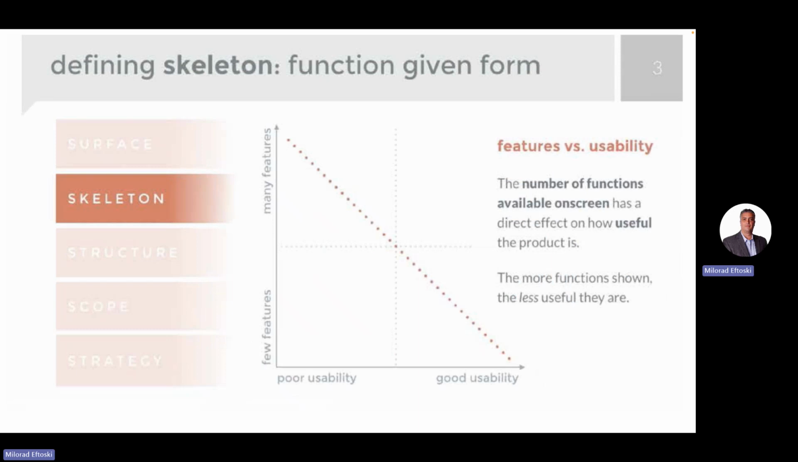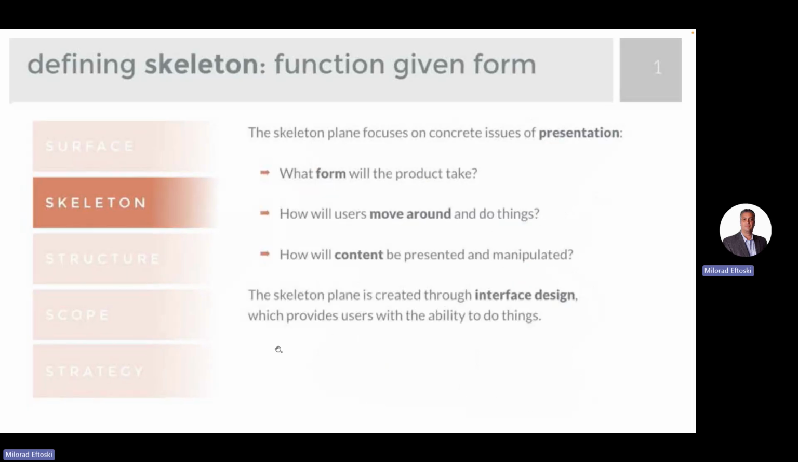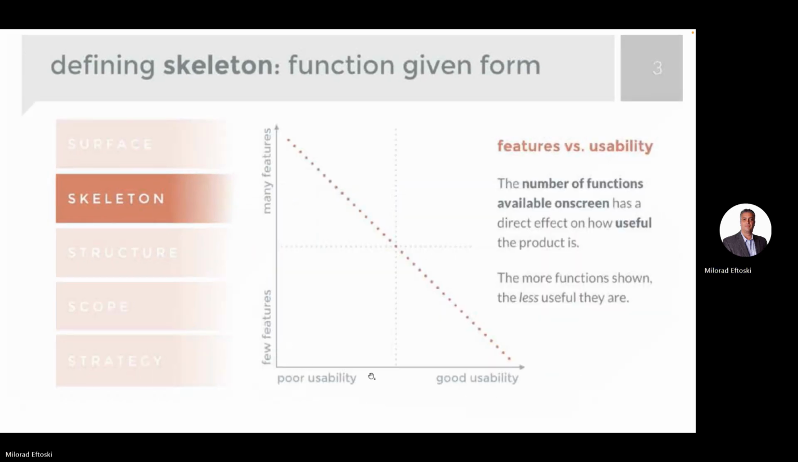And I like golf. Features versus usability, right? The number of functions available on screen has a direct effect on how useful the product is. The more functions shown, the less useful they are. And you can see here how few features, poor visibility, and many features, good visibility. This is pretty much all here. So it's like a scale, from top to bottom, of how this is all affecting the actual overall experience.